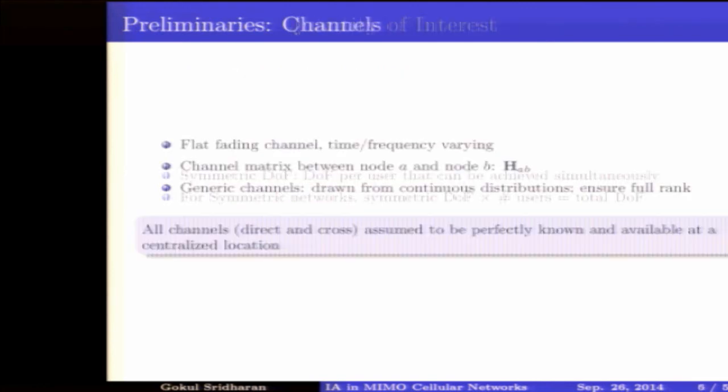Alright, so, symmetric degrees of freedom. The kind of channels that we assume is a flat channel, varying in time and frequency. The channel matrix is denoted as HAB, and importantly, we assume the channels to be generic. You can think of it as being drawn from a continuous distribution. What this basically ensures is that HAB has full rank, and that's something that we use in a lot of our proofs. And most importantly, I assume that the direct as well as the cross channels have been measured, and that they are available at some centralized location.